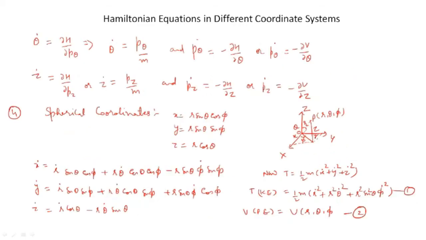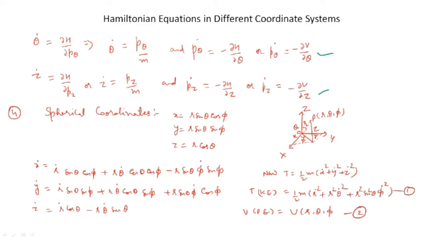Next will be θ dot is equal to ∂H over ∂pθ, and θ dot will be pθ upon m. Similarly, we can find ṗθ, it is equal to minus ∂H over ∂θ, or ṗθ will be equal to minus ∂V over ∂θ. Now ż will be equal to ∂H over ∂pz, so ż will be equal to pz upon m, and ṗz will be equal to minus ∂H over ∂z, or we can say that ṗz is equal to minus ∂V over ∂z. So these are the Hamiltonian equations in terms of the cylindrical coordinates r, θ and z.